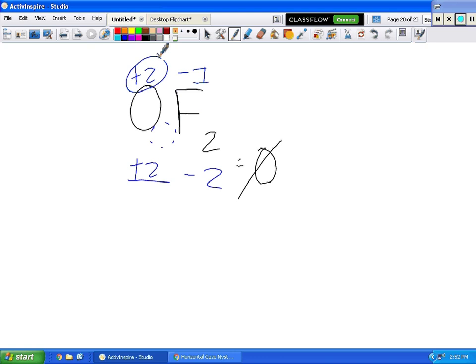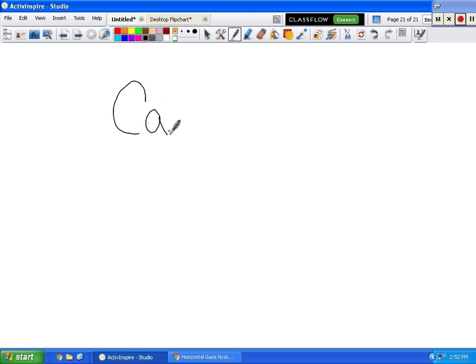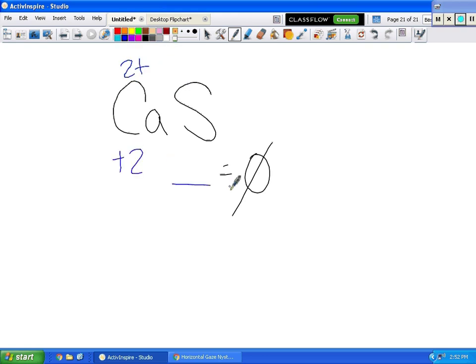All right, let's look. We've got two more. CaS. Set it equal to what? 0. Now what do I have? I don't have a hydrogen, oxygen, or fluorine. Very good. Ca is a metal. And what group is Ca in? 2. So it's a 2 plus right here. Bring this down. 2 plus. What do I have to have? 2 negative. And there's your final answer. So don't freak out if you don't see a hydrogen, oxygen, or fluorine. There's got to be something else in there that has a rule.